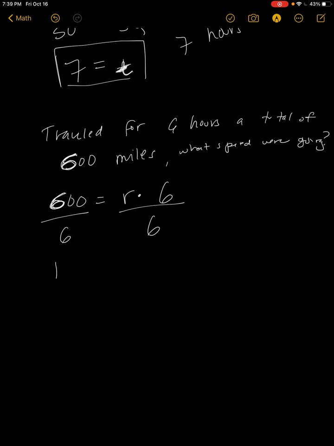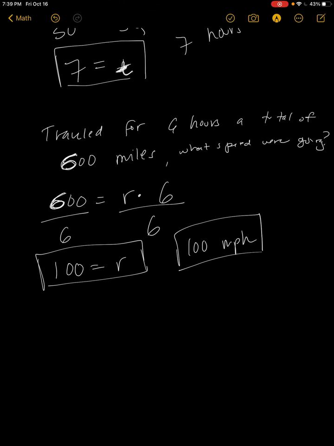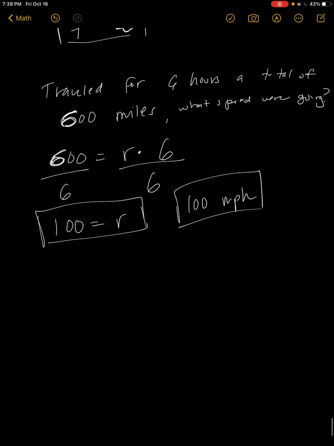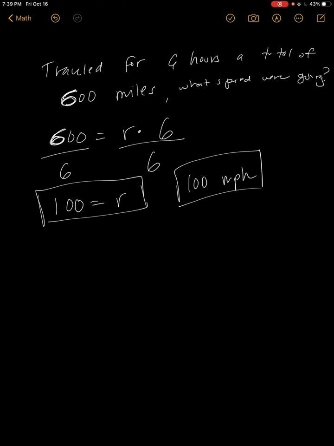I divide by 6, right? Whoa, I was going really fast. I was going 100 miles per hour. So that's why I traveled 600 miles in just 6 hours, because I was going 100 miles per hour. I do not recommend doing that. I changed it purely because I wanted easier math in my head. But hopefully you get the idea, right?